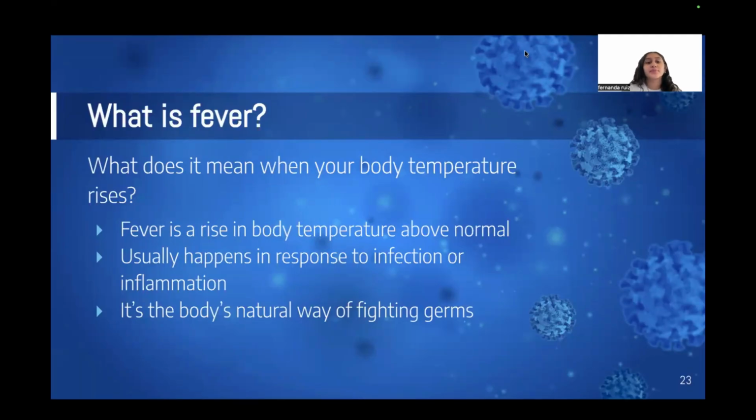What is fever? What does it mean when your body temperature rises? Fever is a rise in body temperature above normal. It usually happens in response to infection or inflammation, and it's the body's natural way of fighting germs. When people get sick, we all get fevers, and we see it as a normal thing because it happens to almost everyone who is sick, and then we just treat it with a cool rag or medication. It's a common thing that happens to people when they are sick.